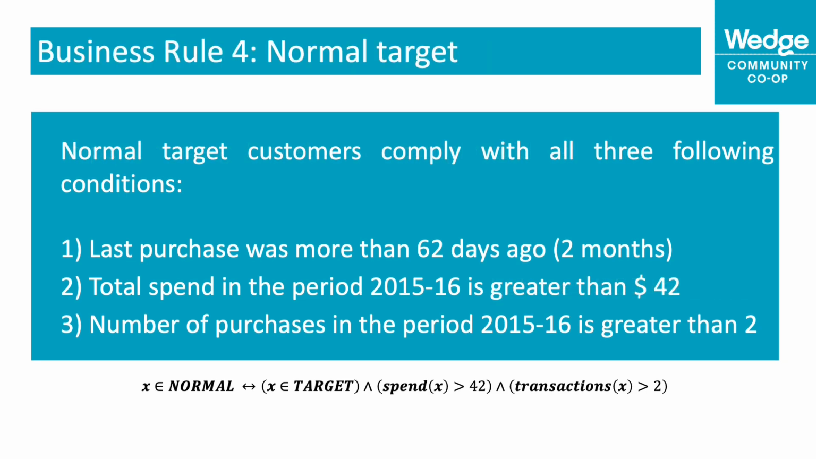Finally, a fourth business rule is for normal target customers, and those comply with those three conditions. Last purchase was more than 62 days ago, almost 2 months ago. Second, the total spend in the period is greater than $42. And third, the number of purchases in the period is greater than 2.